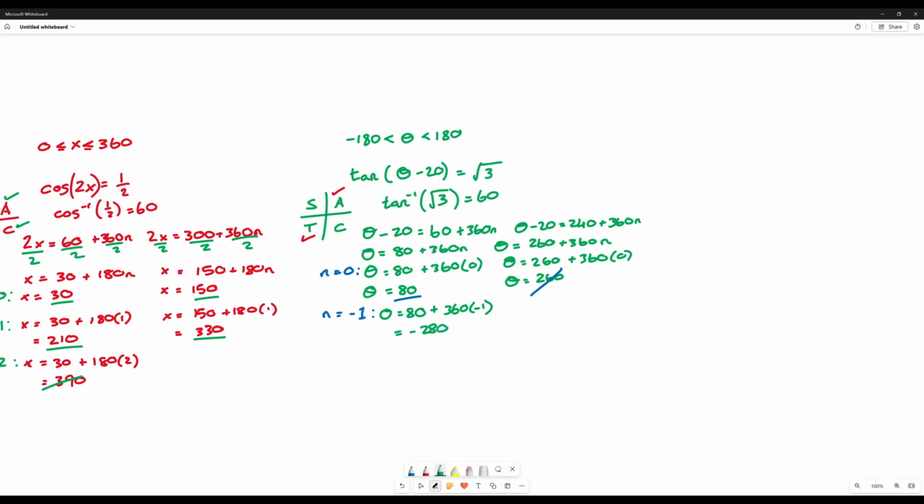And if you do that, you get minus 280. But that's no bueno. We don't want that because that's not in the bounds. But over here, we'd have 260 plus 360 times minus 1. But then you'll notice that would be minus 100. And that is in the bounds. So that one is actually okay.